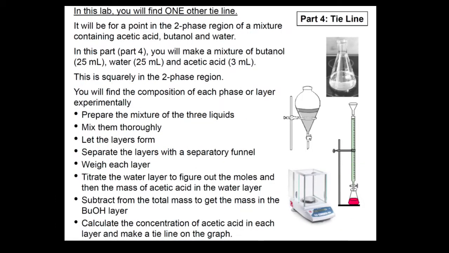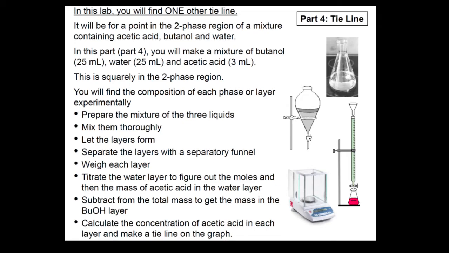And this last slide just shows some of the equipment that we're going to use to find that tie line. That's part 4. It just shows that you will make a mixture of 25 mL each of butanol and water, and you'll add 3 mL of acetic acid by pipette, to be in the two-phase region. Then we'll mix them together and let the layers form and separate with the separatory funnel that's shown there at the right. I think on top, that Erlenmeyer flask should be showing a cloudy mixture.